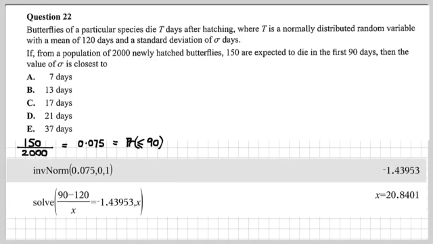Alright? Now, what I'm saying here is I'm going into the calculator, I'm getting the inverse normal for a probability of 0.075 with a mean of 0 and a standard deviation of 1. That is the standard normal. I'm getting a z value of that, right? Now I'm saying, okay, look, x is my 90, so x minus mu over sigma, that'll be my Z value, which I got up there. So I'm just saying I want this minus this over this equals that. I want to solve it for sigma, which gets that.